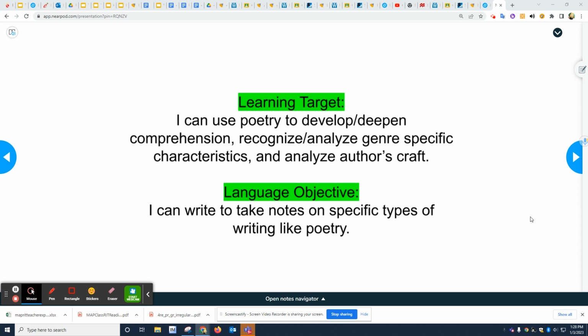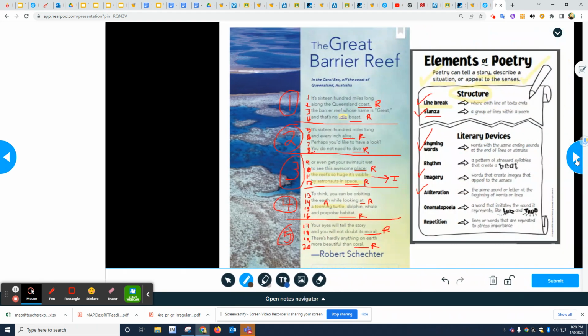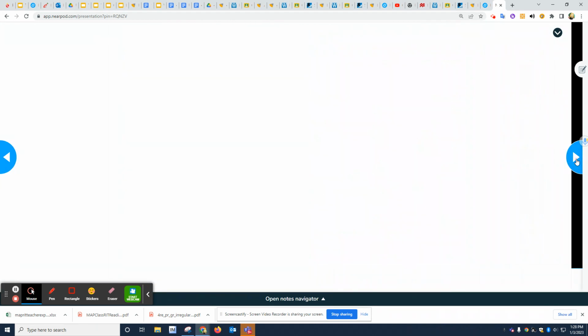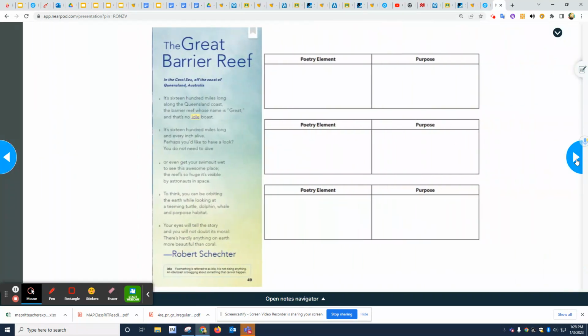We're also writing to take notes on specific types of writing like poetry. So let's finish this up. Let me get to the right slide, and then we will get started on our last part.